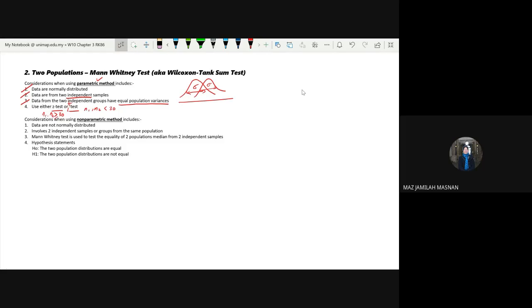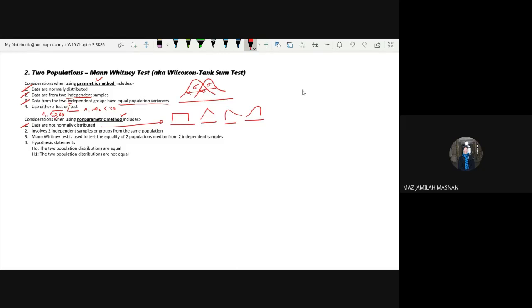Now, what if we are dealing with two populations and our data are not normal? So we know that we are dealing with the non-parametric method. Okay, what will be the consideration under this condition? Okay, so data are not normally distributed. Remember, it's either uniform, thick, or skewed. Okay, so that will be meant by not normally distributed.